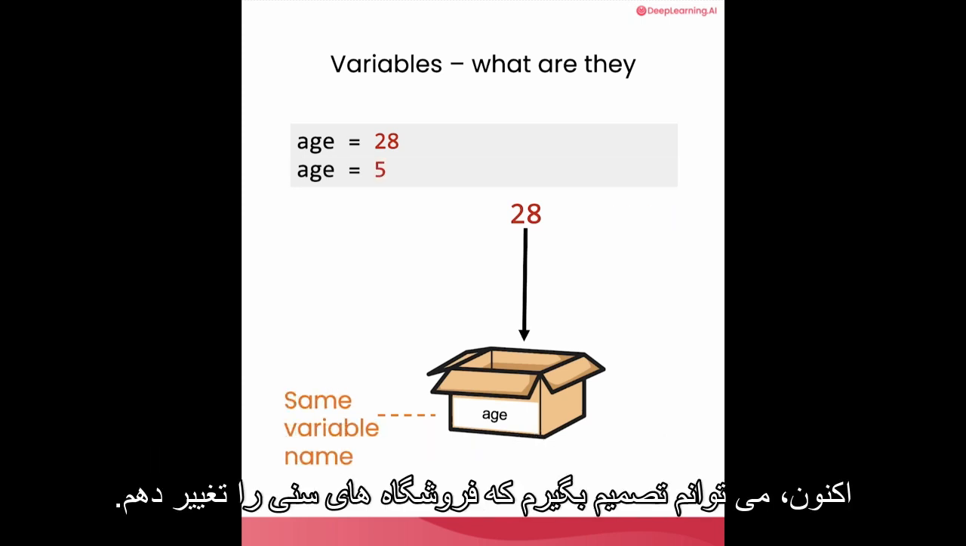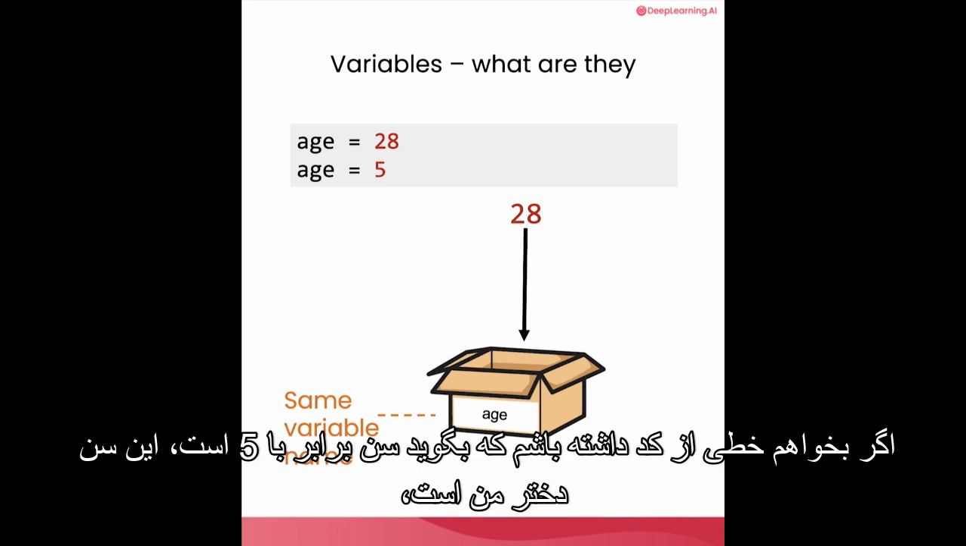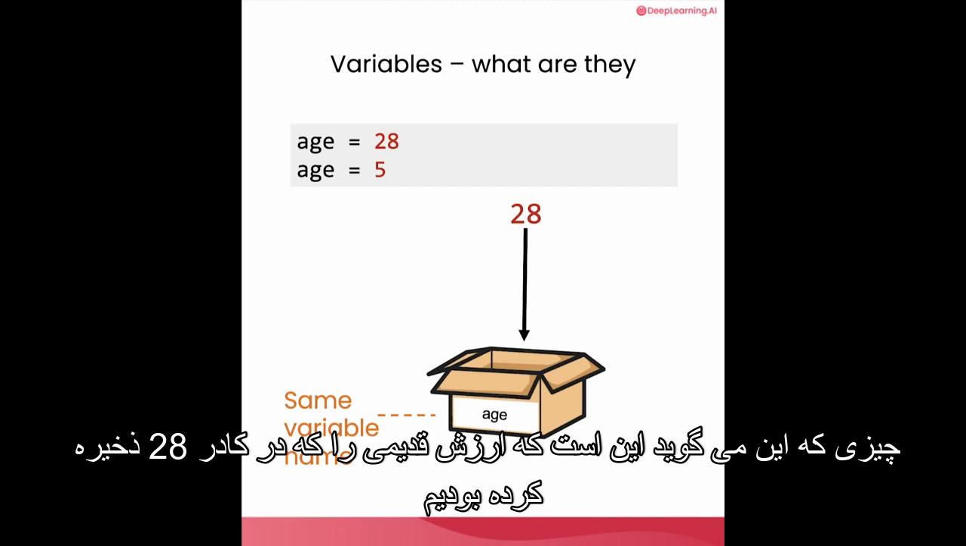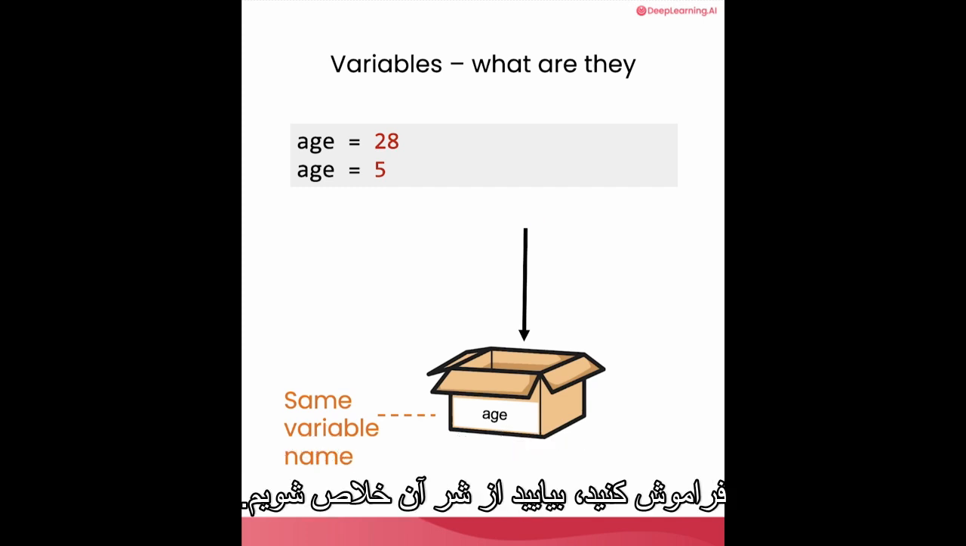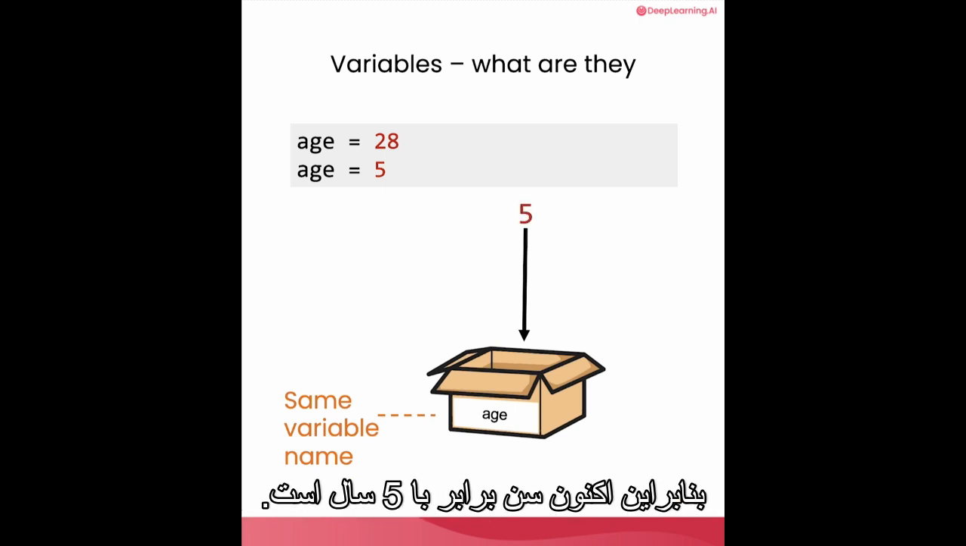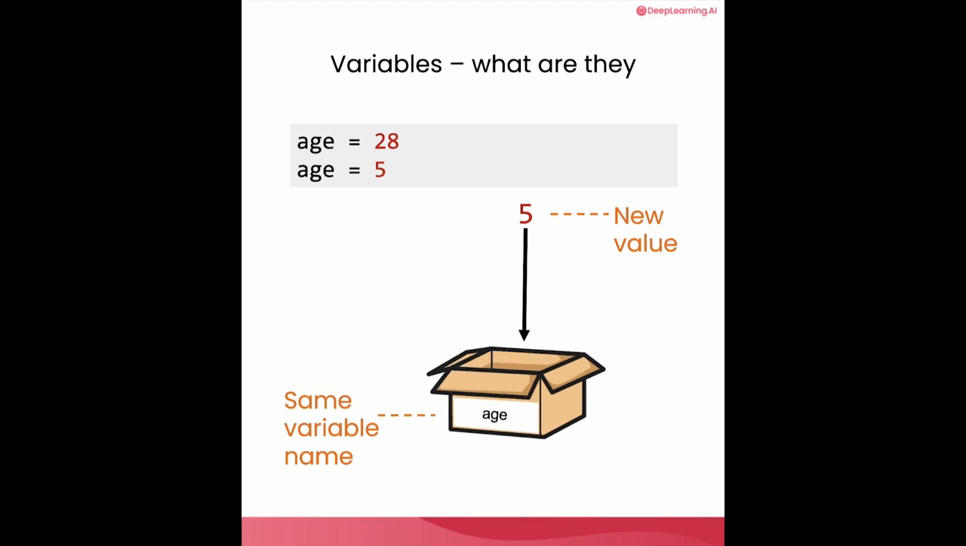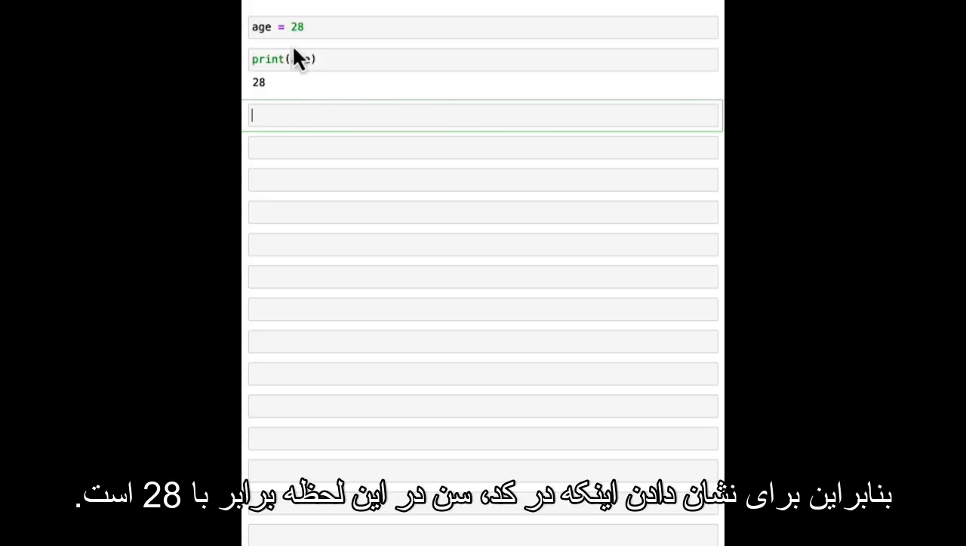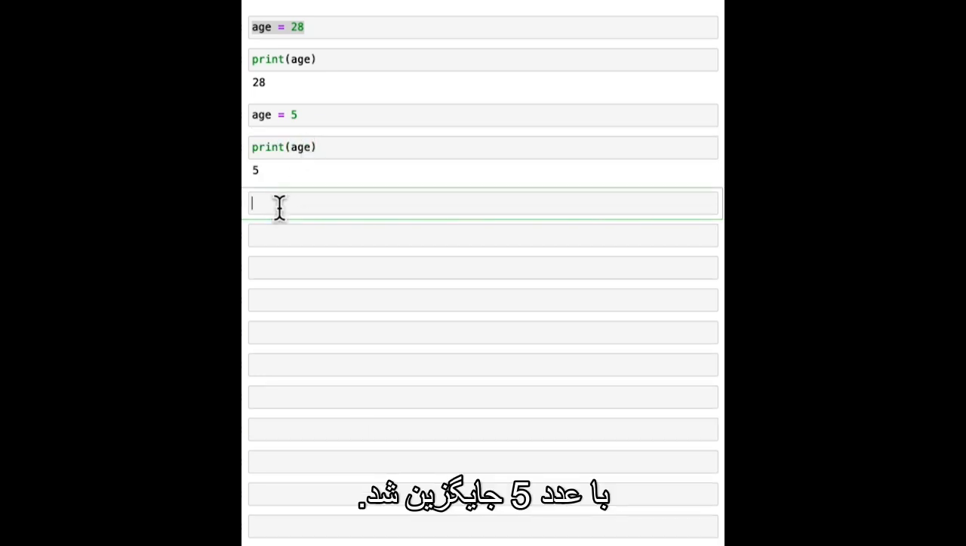Now, I can decide to change what age stores. If I were to have a line of code that says age equals 5, this is my daughter's age, then what this is saying is, forget the old value that we stored in the box, 28, let's get rid of that and store the value 5 inside this box instead. So now age is equal to 5. To illustrate that in code, at this moment, age is equal to 28, but if we were to now say age equals 5, and then print age, age has now been replaced with the number 5.